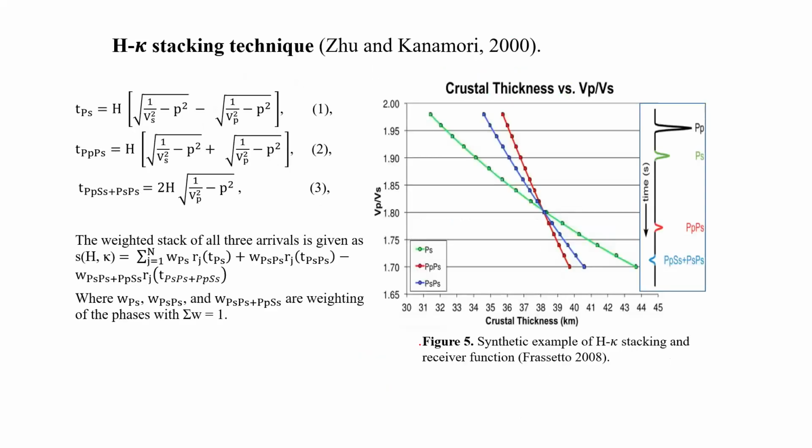So this is the summarized H-kappa stacking technique. First, these are the travel times of different phases, and this is the S(H,κ) value that you calculate using these travel times and associated amplitudes. After you sum them up, wherever you get the intersection between the different contours of the Ps, PpPs, and PsPs phases, the associated value of H and Vp/Vs will be the realistic or reliable estimate of the average crustal structure.